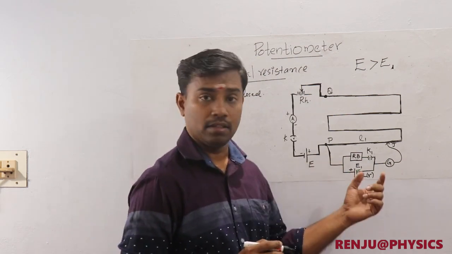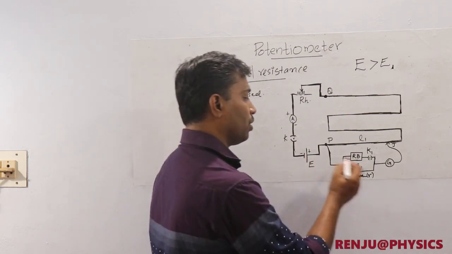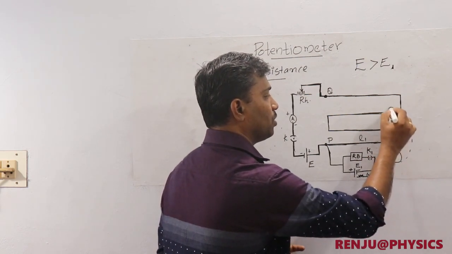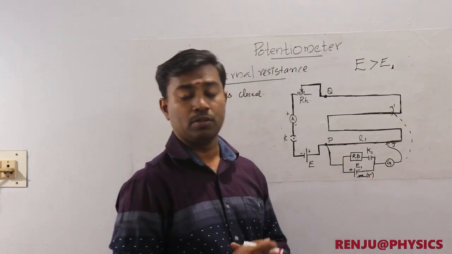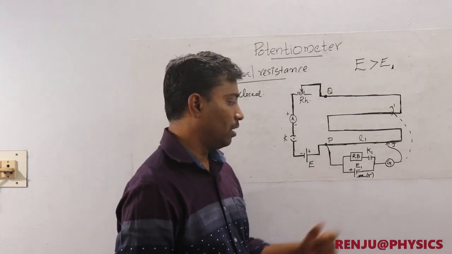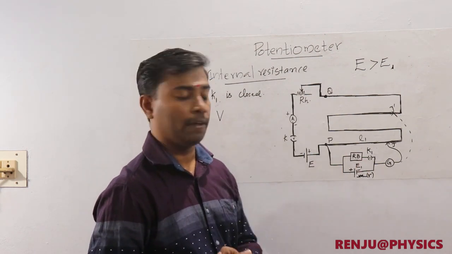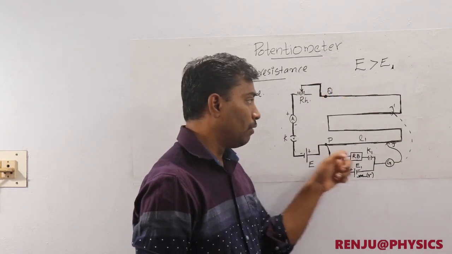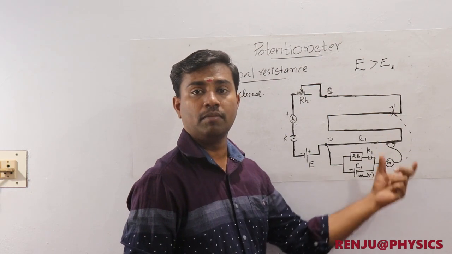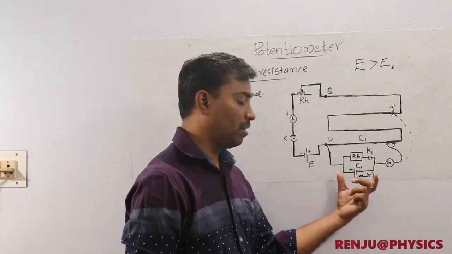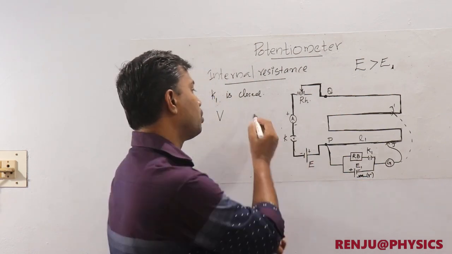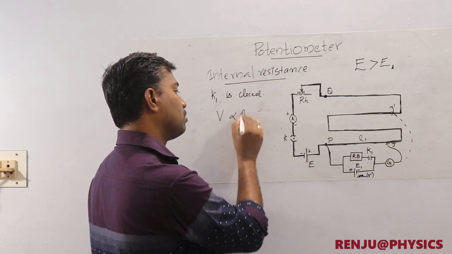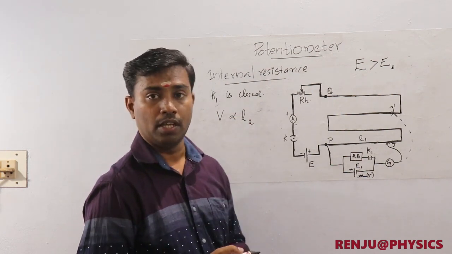Now we are going to balance the terminal potential. We move the jockey from the end P to the other end Q, until a particular point J dash is reached, where the galvanometer shows zero deflection. That means the terminal potential is balanced. Suppose L2 is the balancing length for the terminal potential, so we can write V is proportional to L2.